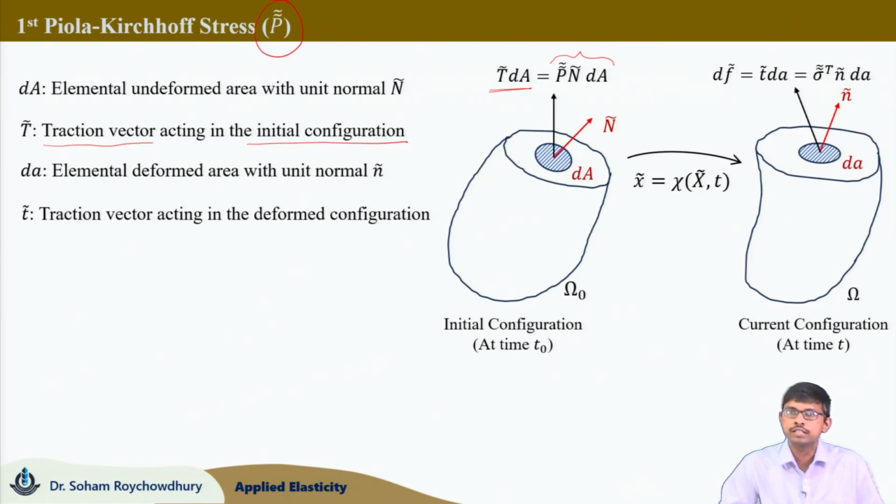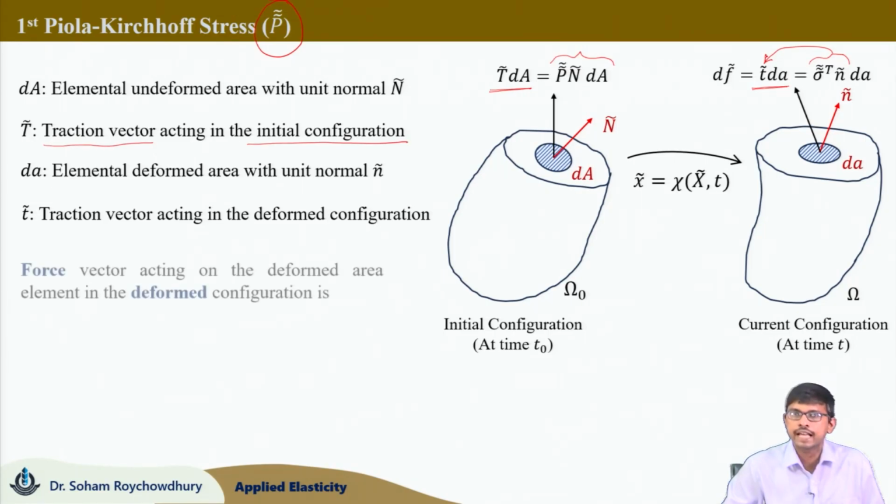So, the force acting on d small a, the deformed surface area, is small t, the deformed surface traction, times d small a. Using the relation between the surface traction small t in the deformed coordinate and the Cauchy stress measure, which is t equals sigma transpose n, we had proved that sigma transpose n equals t. So the force acting on the current configuration on the deformed area d small a is small t times d small a, and that is sigma transpose n times d small a.